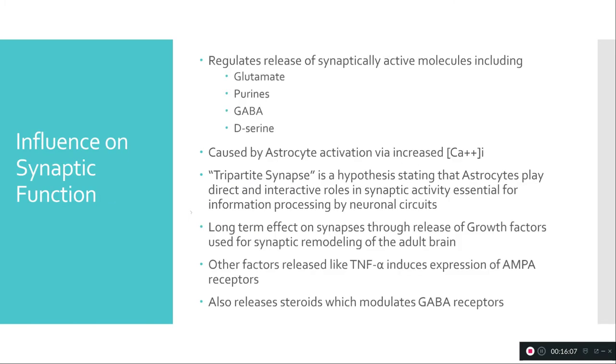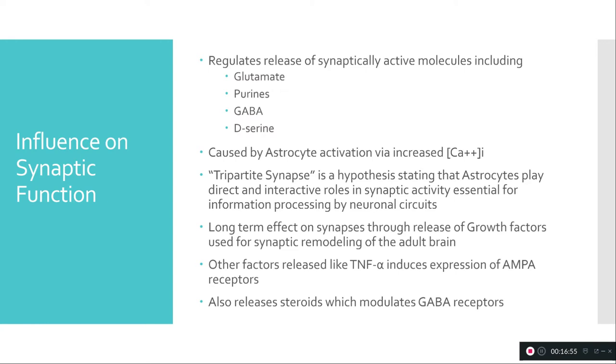So astrocytes are also going to regulate the release of these active molecules here: glutamate, purines, GABA, and D-serine. So we have a couple of amino acids. GABA, again, a really important neurotransmitter. Glutamate as well, very important neurotransmitters. And these are usually released in response to astrocytes being activated via an increase in calcium 2+ ion concentrations.